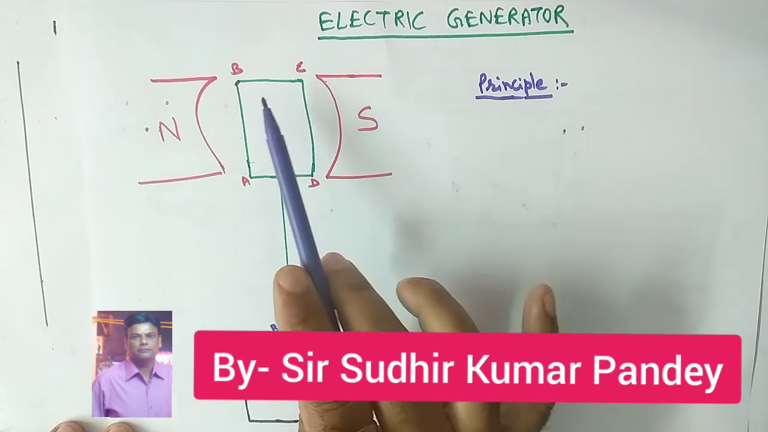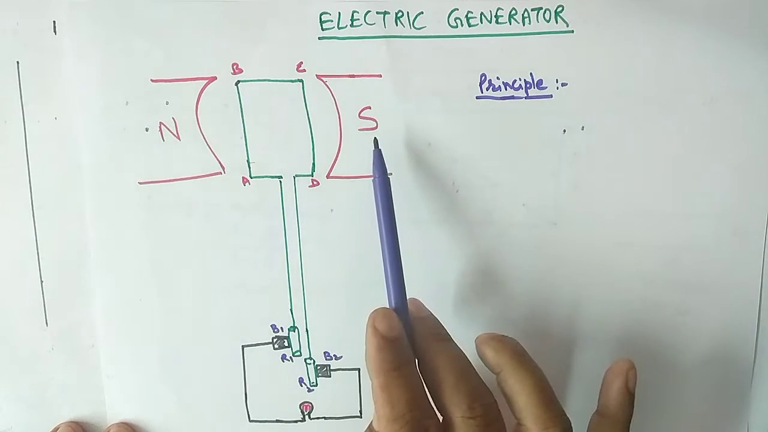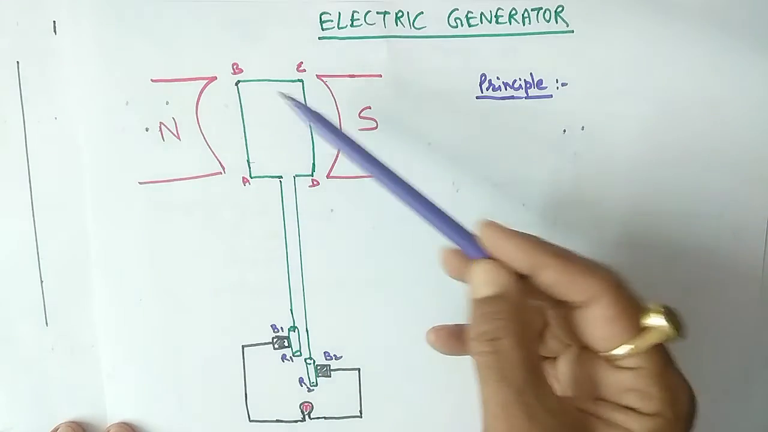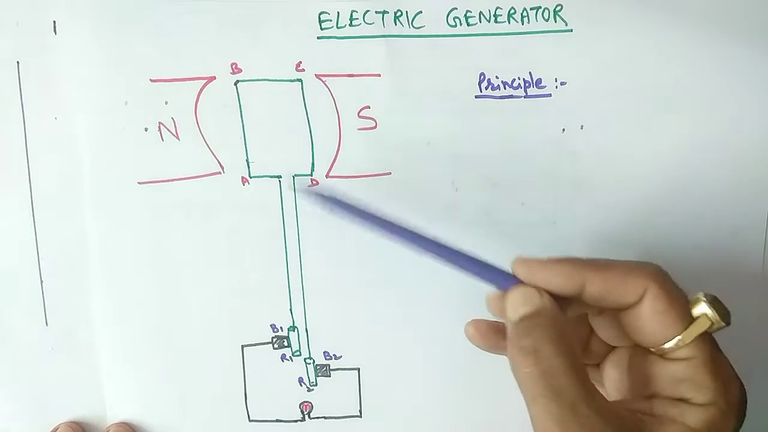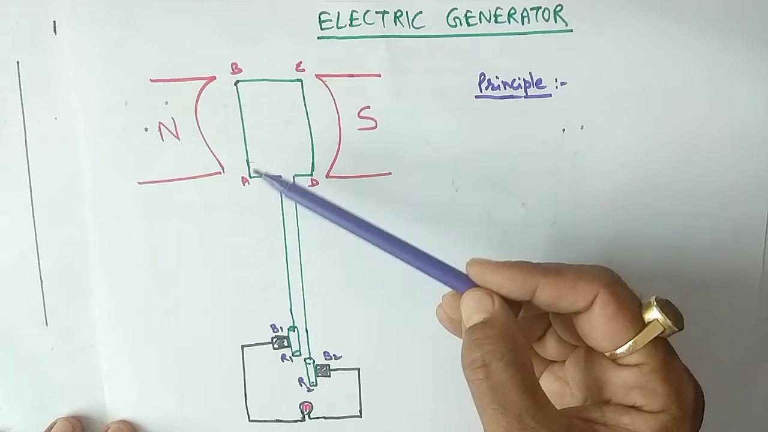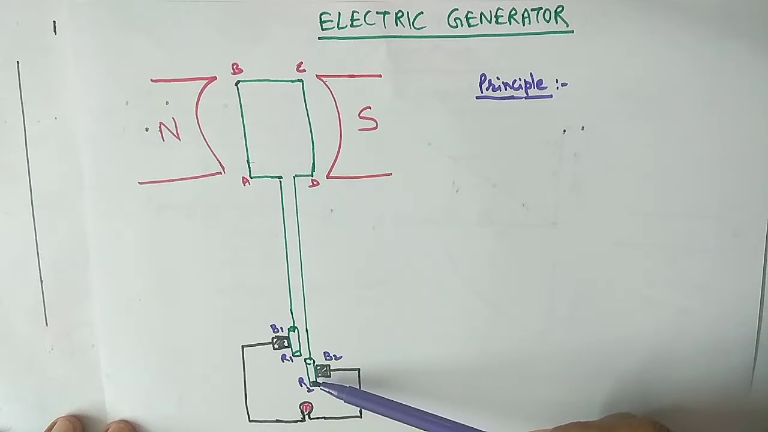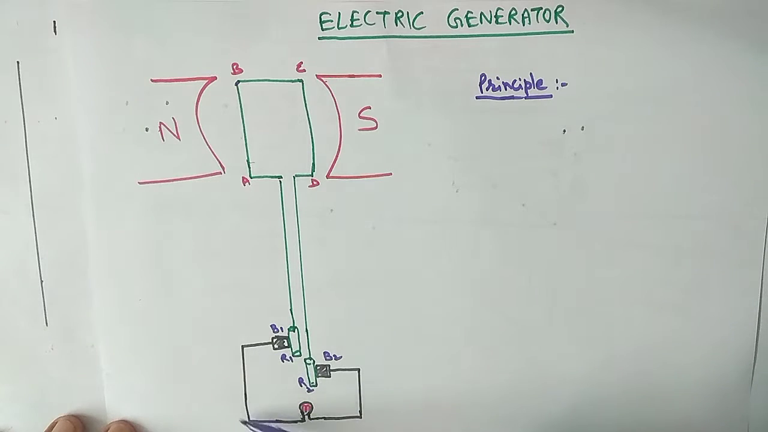It has a strong magnetic field, with N and S, north and south poles, and between these poles we have the armature, that is a metallic coil. ABCD shows the armature. This coil is known as the armature. It is connected to the two slip rings R1 and R2, and these rings are in contact with the brushes B1 and B2. We are taking the output here in the bulb.